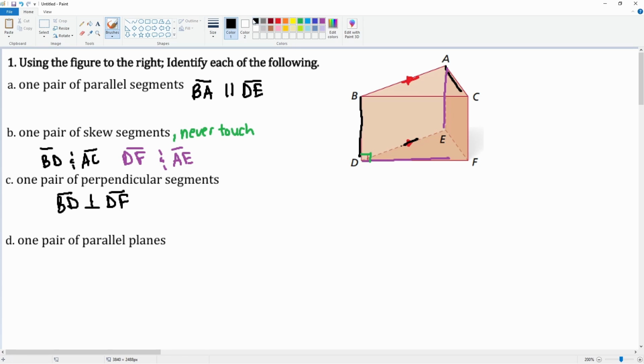A parallel plane. The parallel plane will have to contain the parallel lines. So BA, so it's plane BAC, and plane DEF.